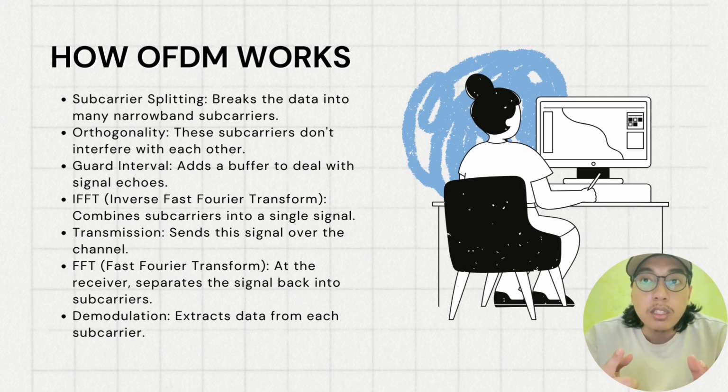So for the next part, how OFDM works. Firstly, subcarrier splitting breaks the data into many narrowband subcarriers. Second, orthogonality, these subcarriers don't interfere with each other. Third, guard interval adds a buffer to deal with signal echoes. Fourth, IFFT, inverse fast Fourier transform, combines subcarriers into a signal. Fifth, transmission, send the signal over the channel. And sixth, FFT, fast Fourier transform at the receiver, separates the signal back into subcarriers. And lastly, demodulation, extract data from its subcarriers.